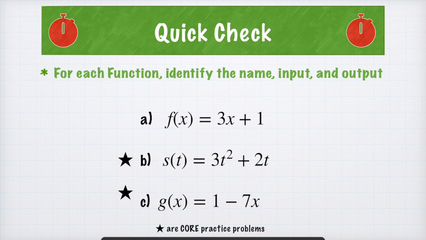Now, for each of these functions, here's a quick check. What I want you to do is, for each function, identify the name, the input, and the output. You'll just go through, and I'll do one of these for you. So what's the input? Well, our input is our x. Our name is f. And our output is going to be all of this junk. That's our relationship. And I want you to go through and figure out what each of these things is for these particular functions.